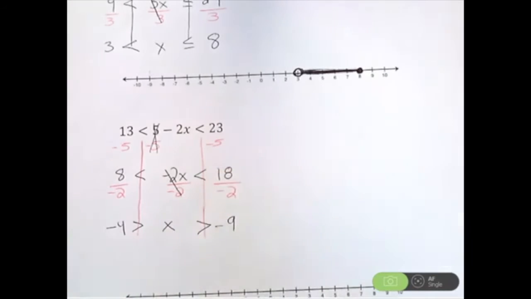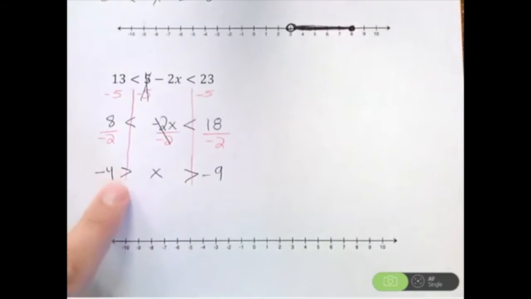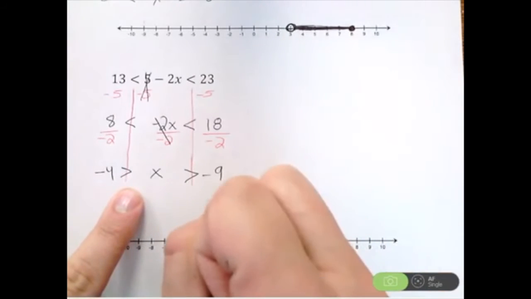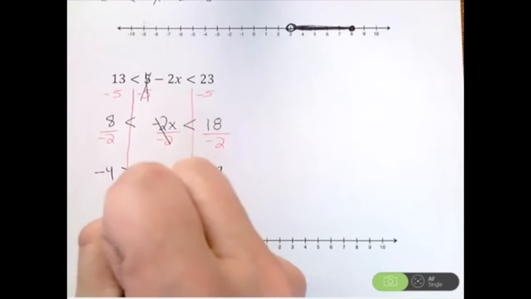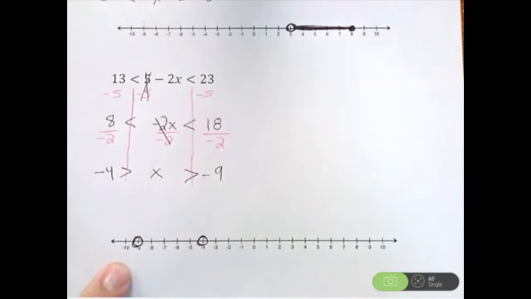We did talk about flipping the inequality. So I have negative 4 is greater than x, which is greater than negative 9. So when I get to the graphing, at negative 4, I should have an open circle, and at negative 9, I should have an open circle. And notice how x is in the middle. We talked about graphing that. So continue with the shading in the middle.